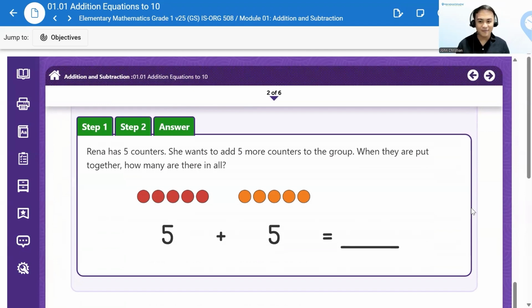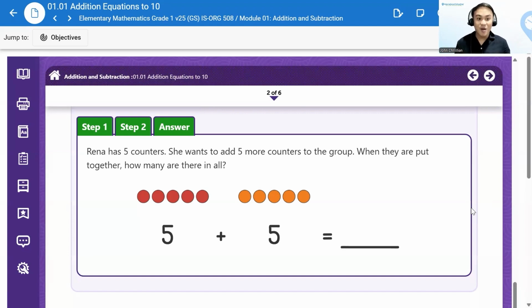Very good. Let's have another example. 5 plus 5. Rena has 5 counters. She wants to add 5 more counters to the group. When they are put together, how many are there in all? But my first question is, what do you think are the addends in this equation? Very good. The addends in this equation are 5 and 5. What about the sum? Good job. We're looking for the sum.